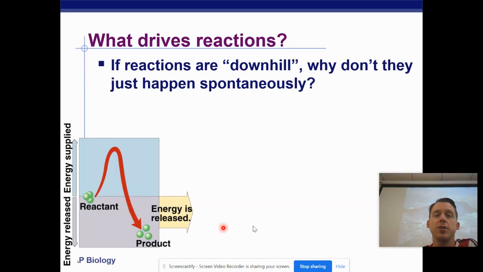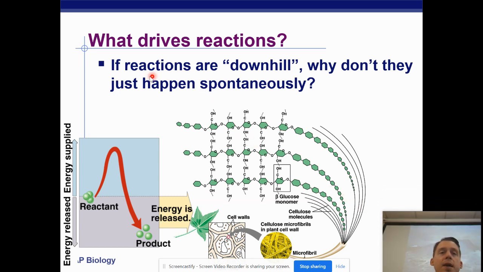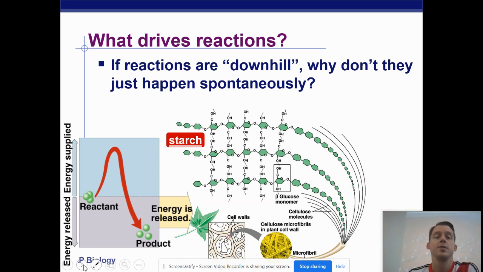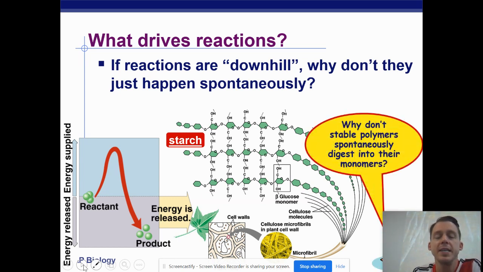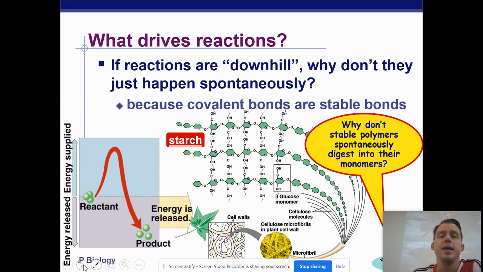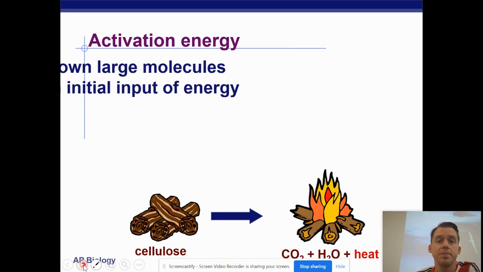Okay, so this brings us to part 2. So we have these reactions and how they proceed. So if reactions are downhill, why don't they just happen spontaneously? We said these reactions are spontaneous, but they're not really spontaneous. So for example, starch is not going to spontaneously break down into glucose, right? We have starch in food and it just stays that way. It doesn't simply digest on its own. We need an input of energy, right? And the reason is because those covalent bonds are pretty stable, so they don't just break on their own.